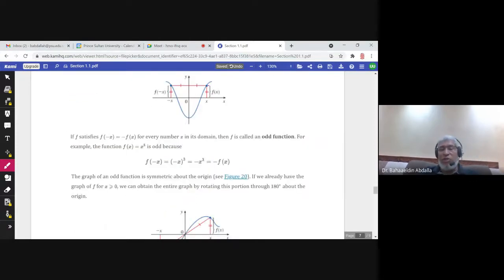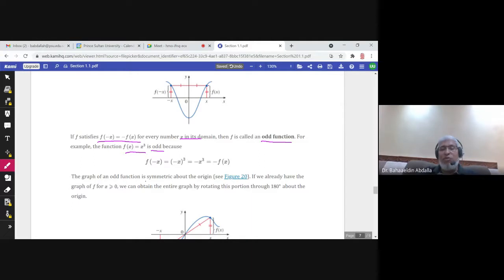For the odd functions, we have f of negative x equals negative f of x, for each x in the domain. For example, f of x equals x cubed. If you find f of negative x for this function, which means you replace x by negative x, you have negative x all cubed. Now for the cube, the minus comes out, so I'll have minus x cubed, and this is minus f of x. So f of negative x equals negative f of x, so this is an odd function. So x cubed is an odd function.